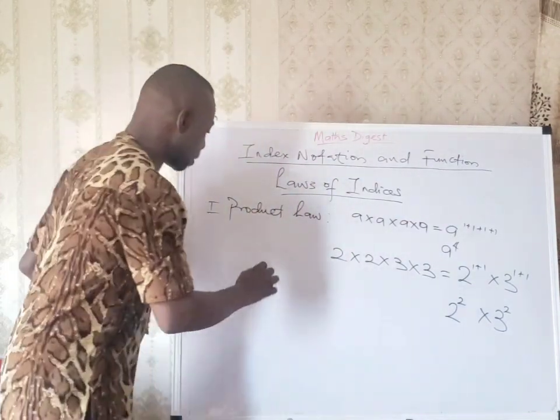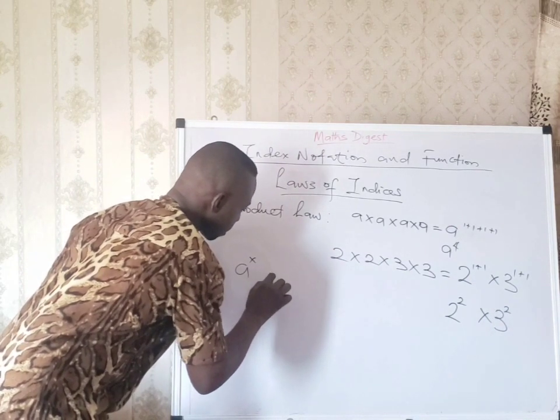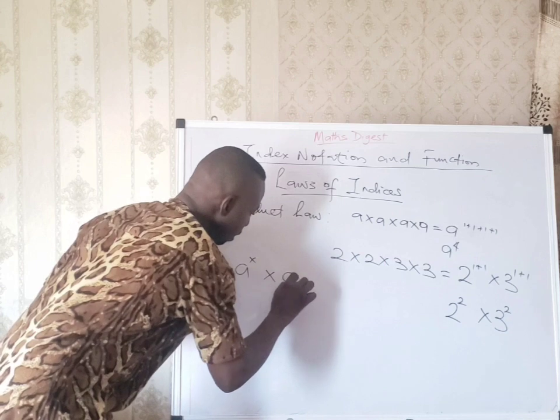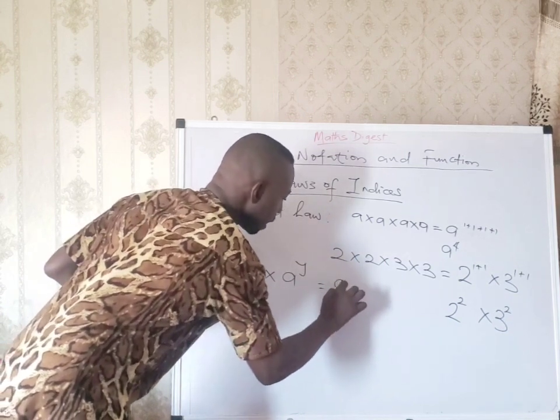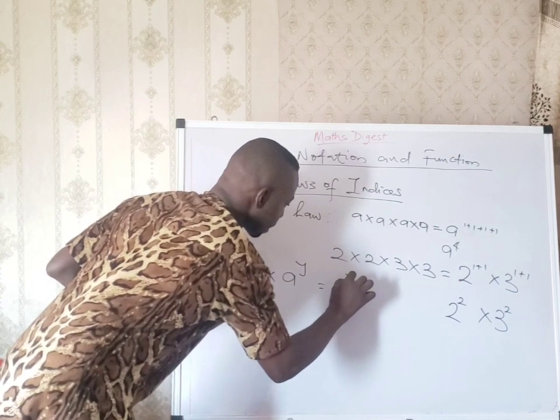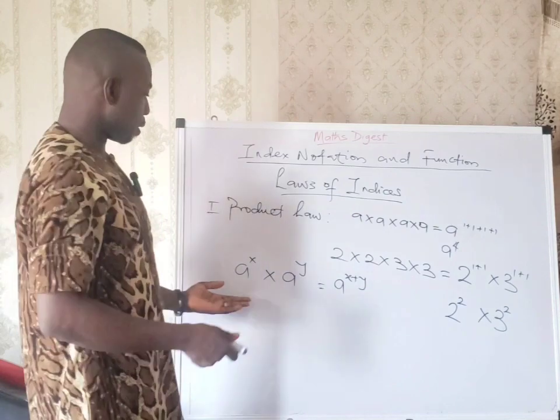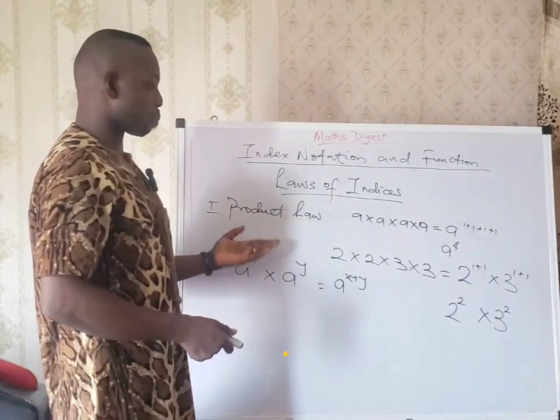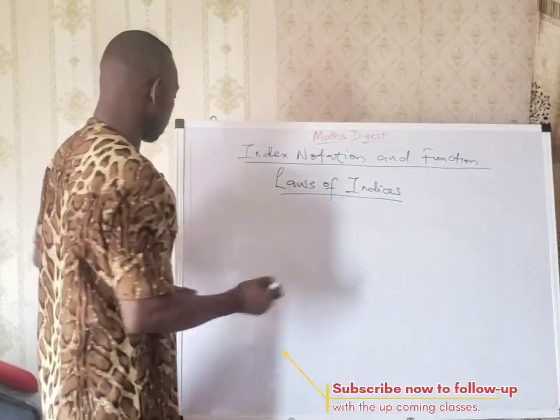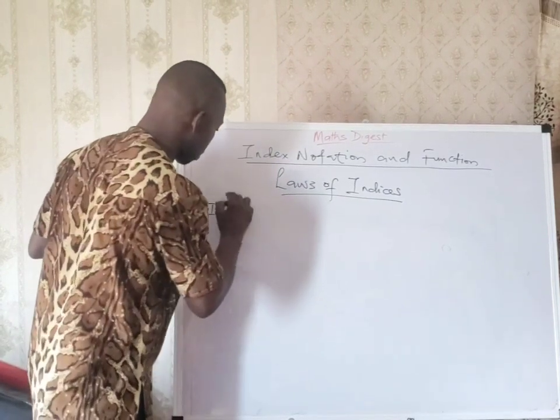It simply means that a raised to power x times a raised to power y will give you a raised to power x plus y. This is what it will give you, because we are dealing with the product law.